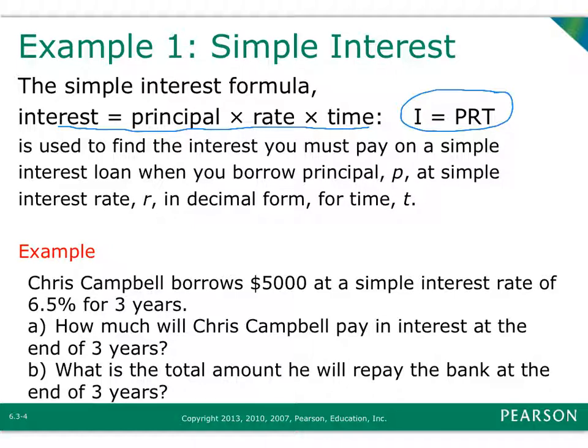So our first example is: Chris Campbell borrows $5,000 at a simple interest rate of 6.5% for 3 years. Our first question is, A, how much will Chris Campbell pay in interest at the rate of 6.5% for 3 years? And B, what is the total amount he will repay the bank at the end of 3 years?